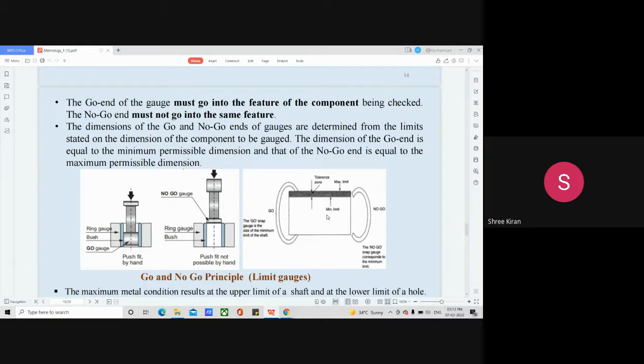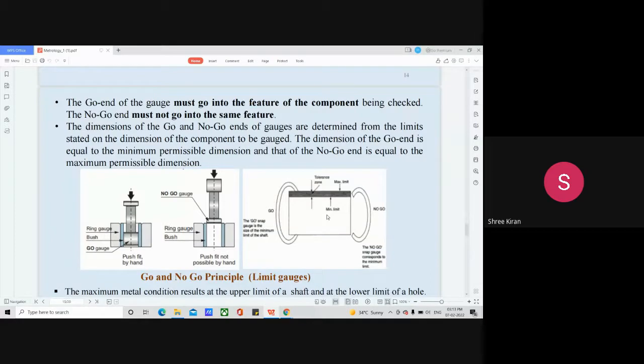But at the same time, with respect to the go limit, it refers to that limit of the two limits of size which corresponds to the maximum material condition. That is the greatest amount of material permitted at a prescribed surface. That's what we can see in the case of go limit.